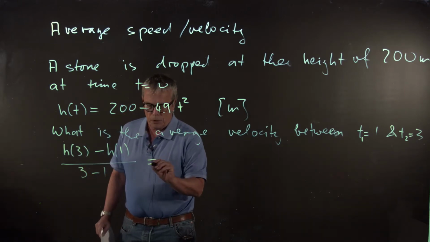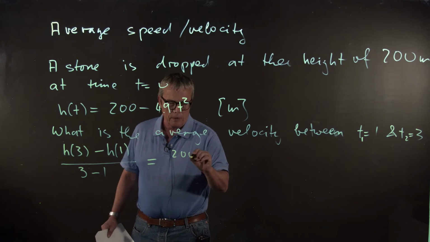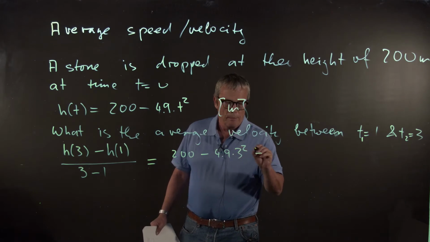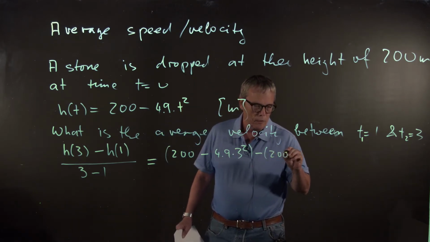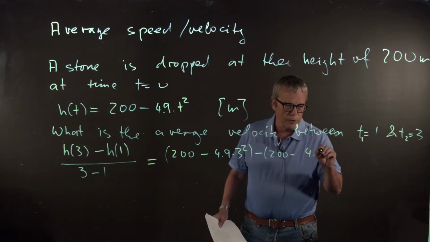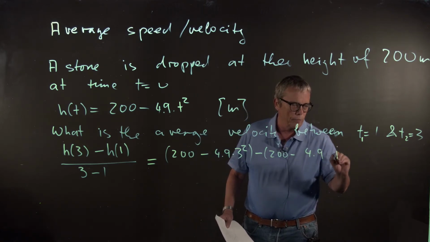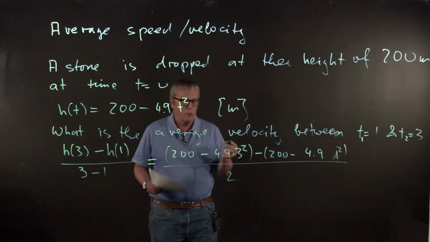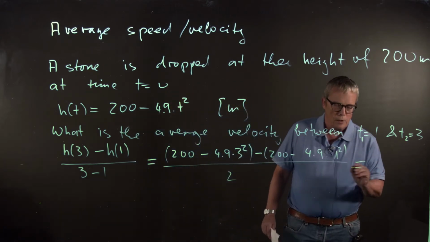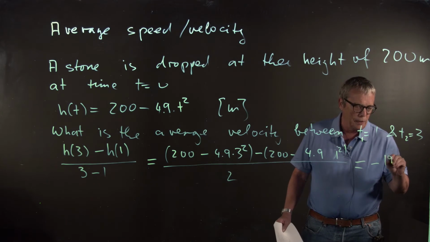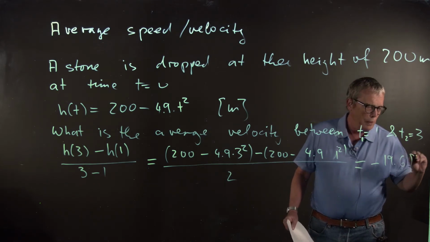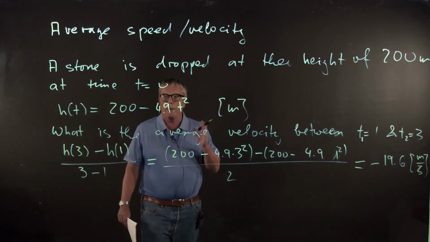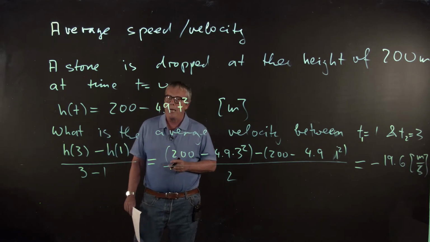And if you compute this, it is equal to 200 minus 4.9 times 3 squared, minus 200 minus 4.9 times 1 squared, which is, of course, 1, divided by 2. Now, if you compute this with your calculator, this will be minus 19.6 meters per second. So we simply computed this average velocity by using differences and division.